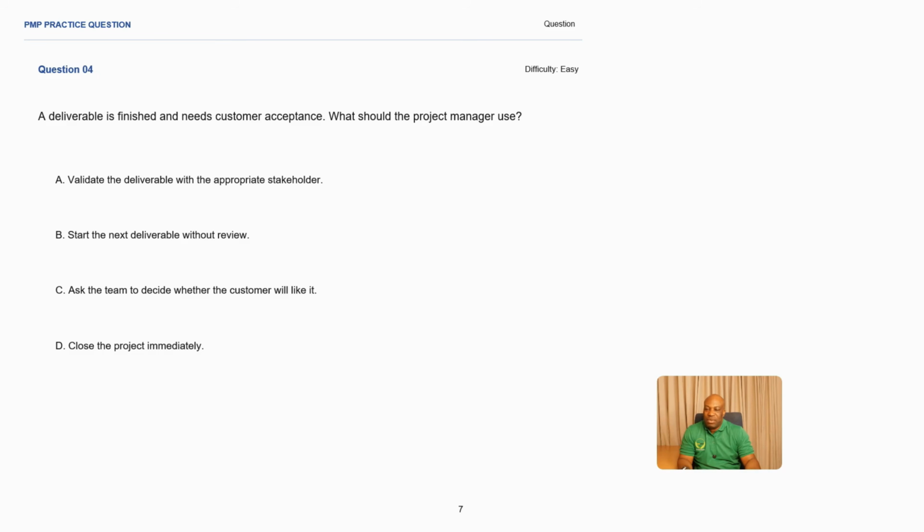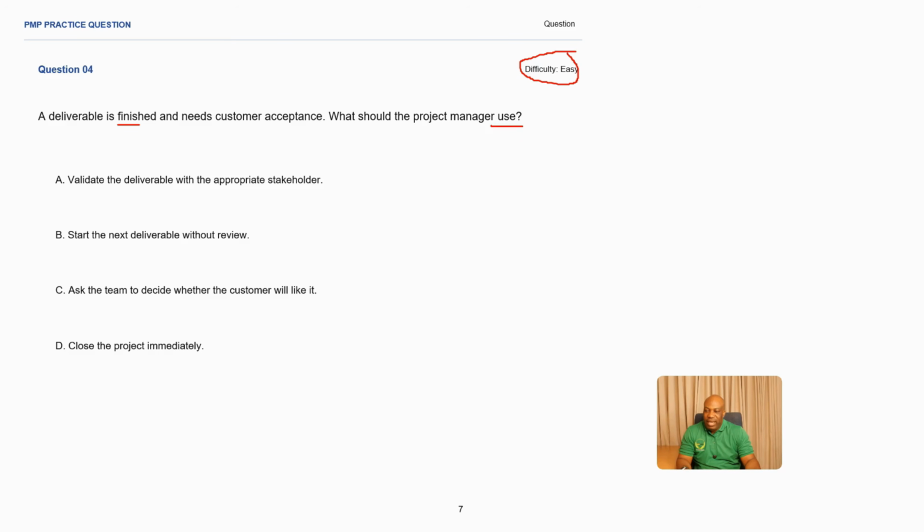Practice question number 4. And also the difficulty is considered to be easy here. A deliverable is finished and needs customer acceptance. What should the project manager use? Okay. A deliverable is finished and needs customer acceptance, which means you've finished the deliverable. Now we want the customer to accept. What should the project manager use?